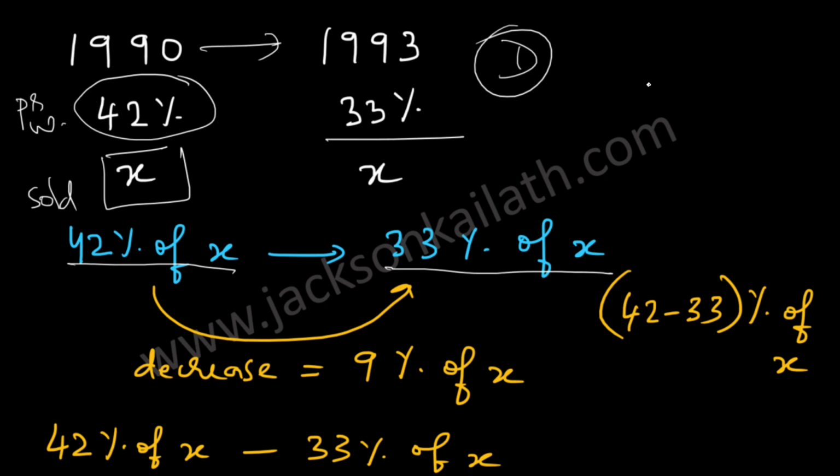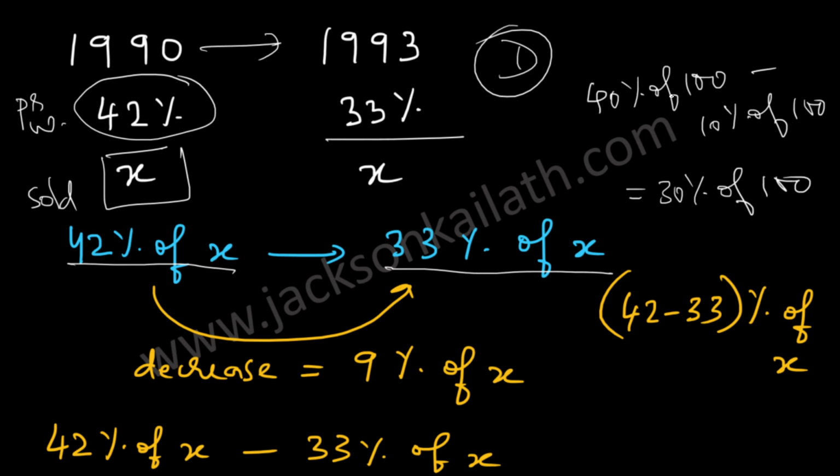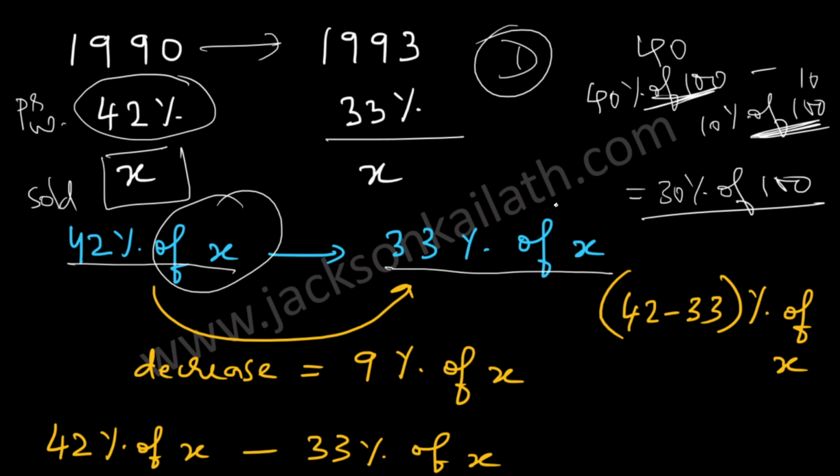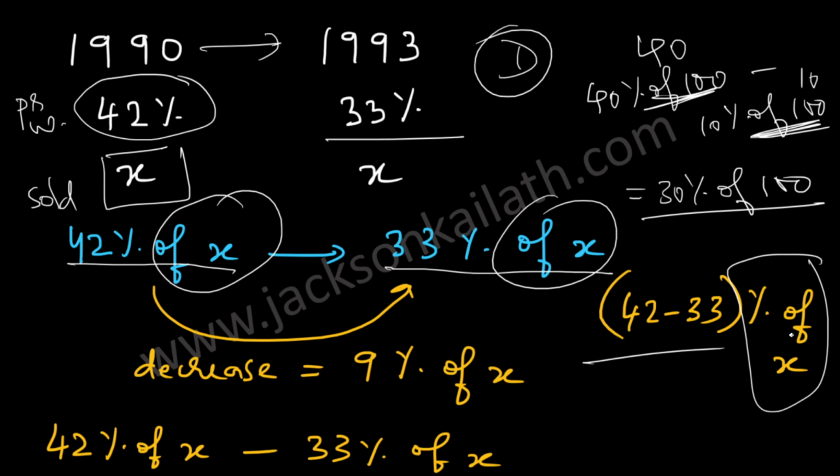Notice over here, let me just give you another example. Let's say you're doing 40% of 100 and you're subtracting 10% of 100. Now the difference, I can write this as 30% of 100. And why is that so? Because the base is the same, right? So 40% of 100 is 40. 10% of 100 is 10, 40 minus 10 is 30, which is nothing but 30% of 100. So over here also it is the same thing, 42% of X minus 33% of X, the base is the same. So I can take it out and make it a common factor and I get 42 minus 33% of X, which is 9% of X.